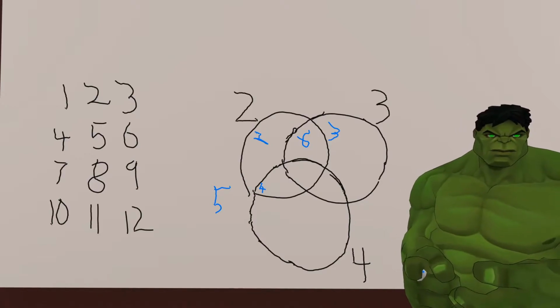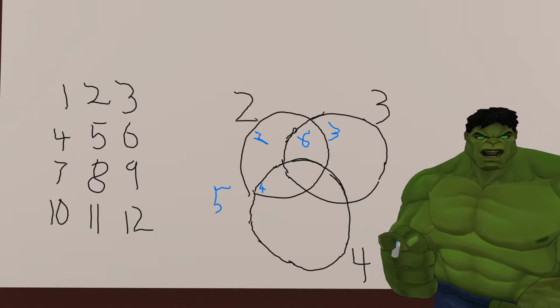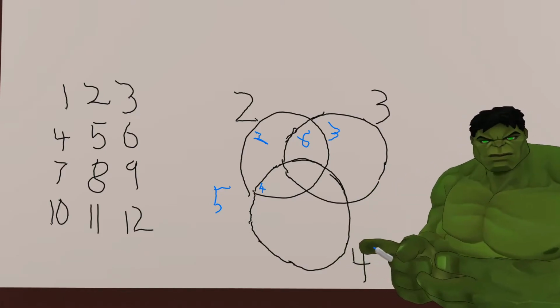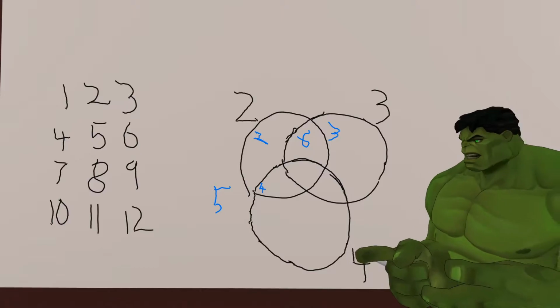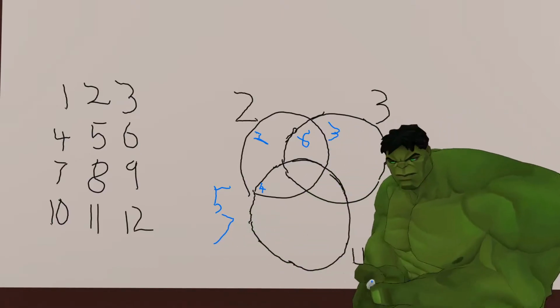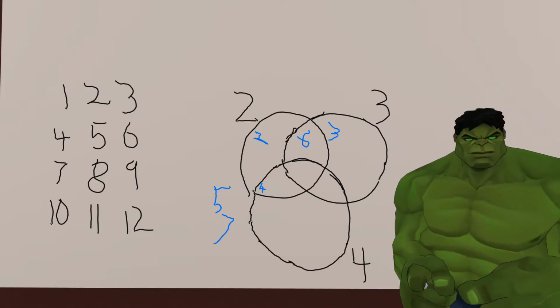What about 7? Well, 7 is a prime number, so it only fits into 7 and 1. So we're also going to have to write 7 outside near the 5. Bit of a wonky 7.